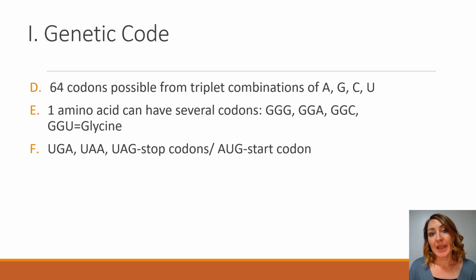UGA, UAA, and UAG are stop codons. And when you're reading your codon chart, that's not something you're going to have to memorize, but you will see the word stop, and that's okay if you are translating that into amino acids on the paper. If you come across a stop codon, you should put stop. You should not put any other amino acids in that position.